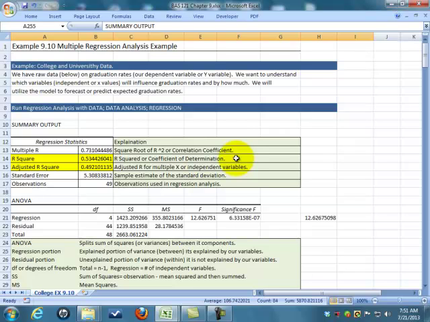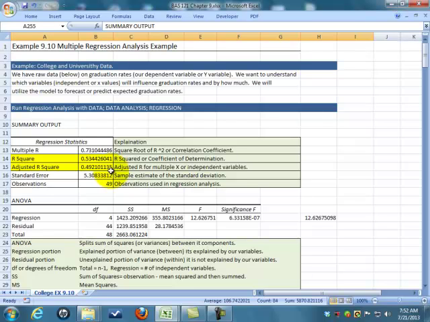Now, if we were doing this on a single variable, we'd say 53%. Our model explains 53% of the variation, which isn't great, but it's of use, right? Because it's explaining over half of the variation. Our adjusted R squared is used for multiple regression.